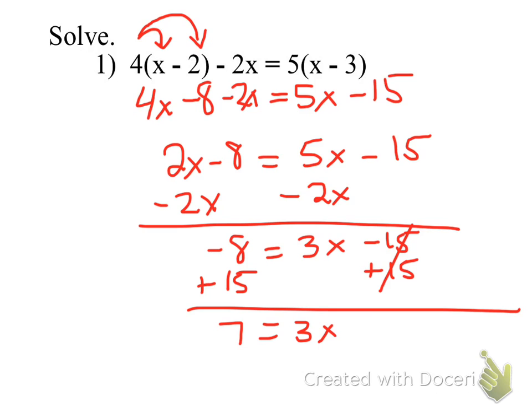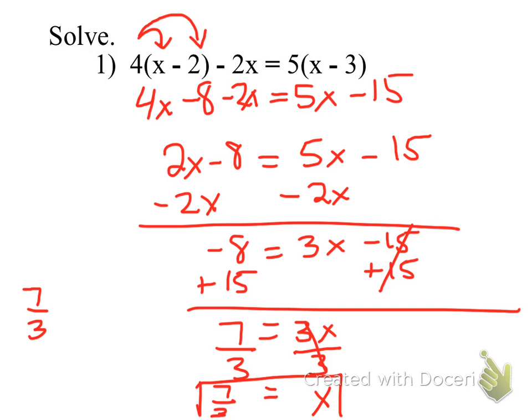Somebody I haven't heard from. Okay, Michael. You divide by 3 on both sides of the equation, and then you get x. You know what? We can leave it improper. We like it improper. Because once we start graphing these, we're going to need improper fractions. So 7/3 is equal to x.